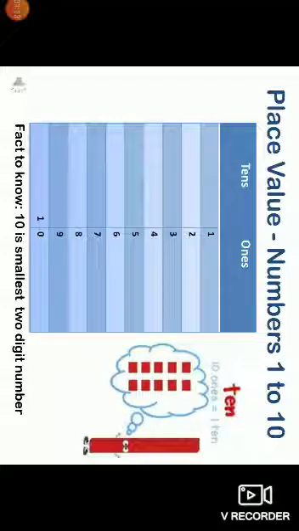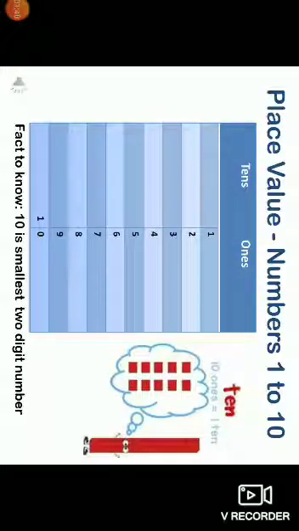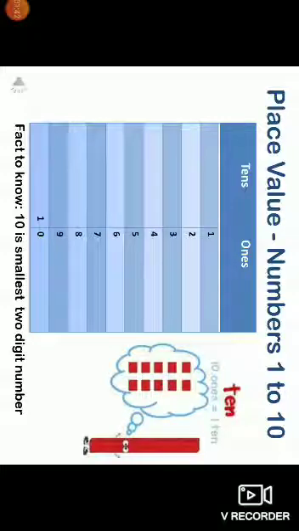We begin with the single digit numbers. Single digit means one digit number from ones place. So, I am reading the numbers written in ones column. 1, 2, 3, 4, 5, 6, 7, 8, 9, and now comes number 10. Number 10 is made up of two numbers, 1 and 0. So, it's called a two-digit number.